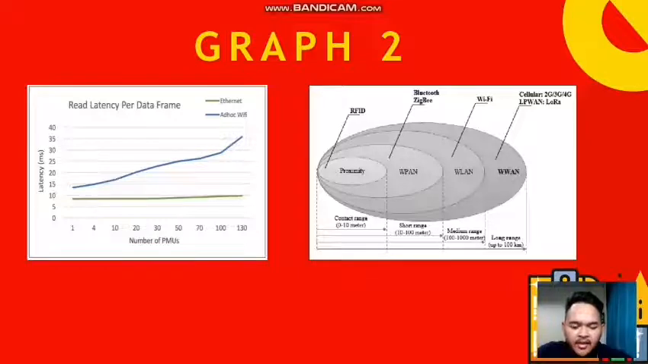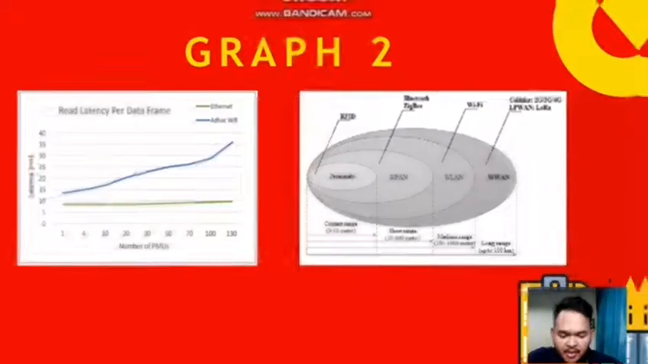The second graph is for the second objective. On the second graph, I have agreed to use Wi-Fi because Wi-Fi has a medium connection range compared to RFID and Bluetooth, whose connection range is only short and only contact range. While cellular connection is long range, so it is not suitable for use on a training kit because the instructor and students will be in close proximity.